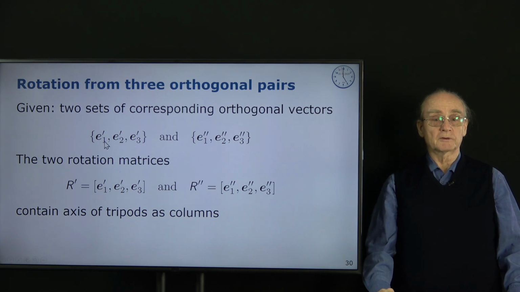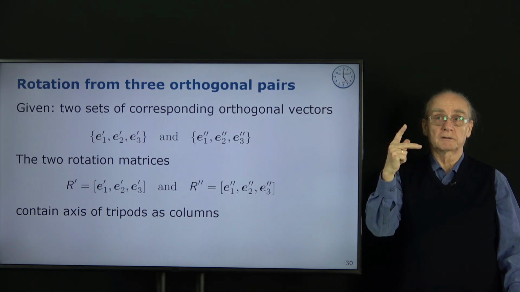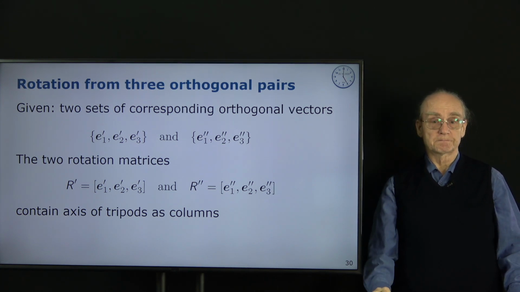Now, what we observe is that if we put these 3 vectors before and after the rotation into a matrix, we get a 3 by 3 matrix, which are actually the columns of a rotation matrix. So we have two rotation matrices built by these given entities, R prime and R double prime. So they contain the three elements as columns.